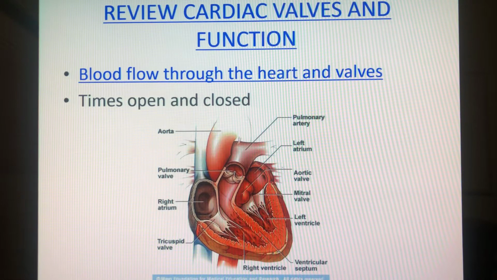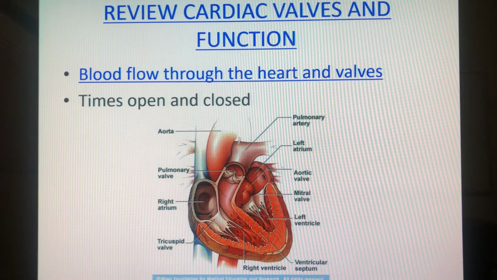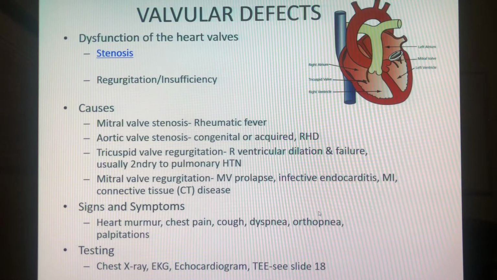And if you're not familiar with it, go back to your anatomy books and look it up a little bit and see where you're at. I'm going to be talking obviously about the valves here. Just a quick reminder: right atrium, right ventricle, the tricuspid valve over there. The left ventricle is mainly what we're typically talking about, coming from the left atrium to the left ventricle and then out the aorta to the rest of the body. That's about all I'm saying about that.